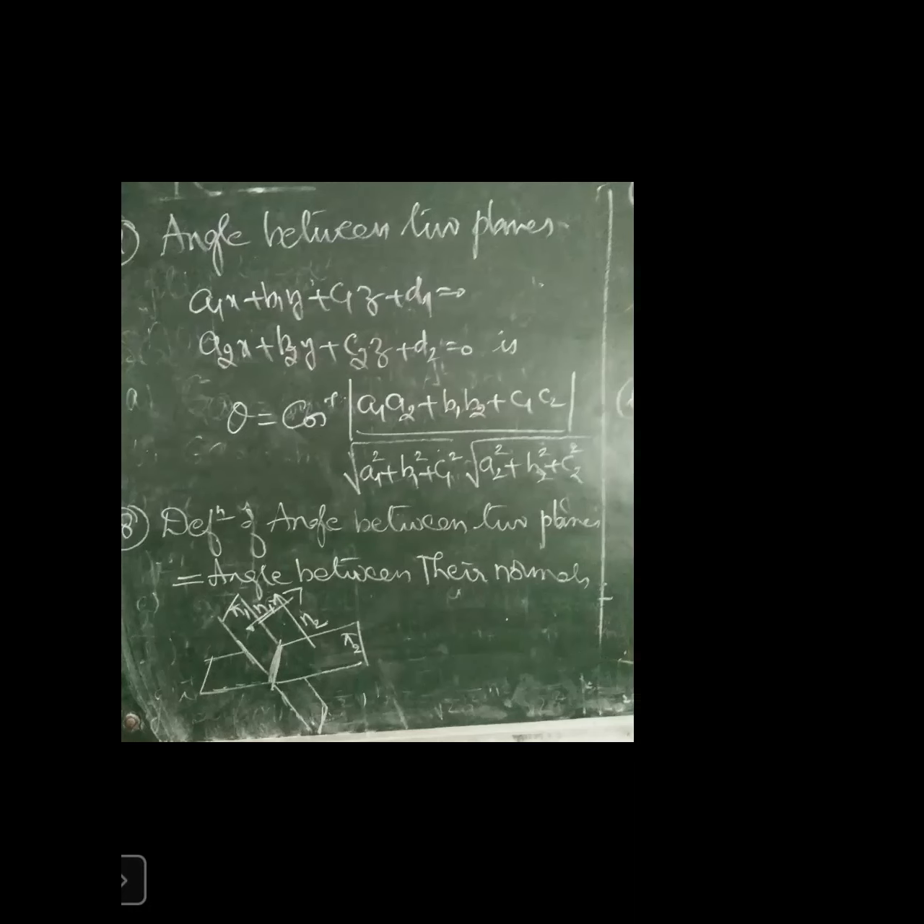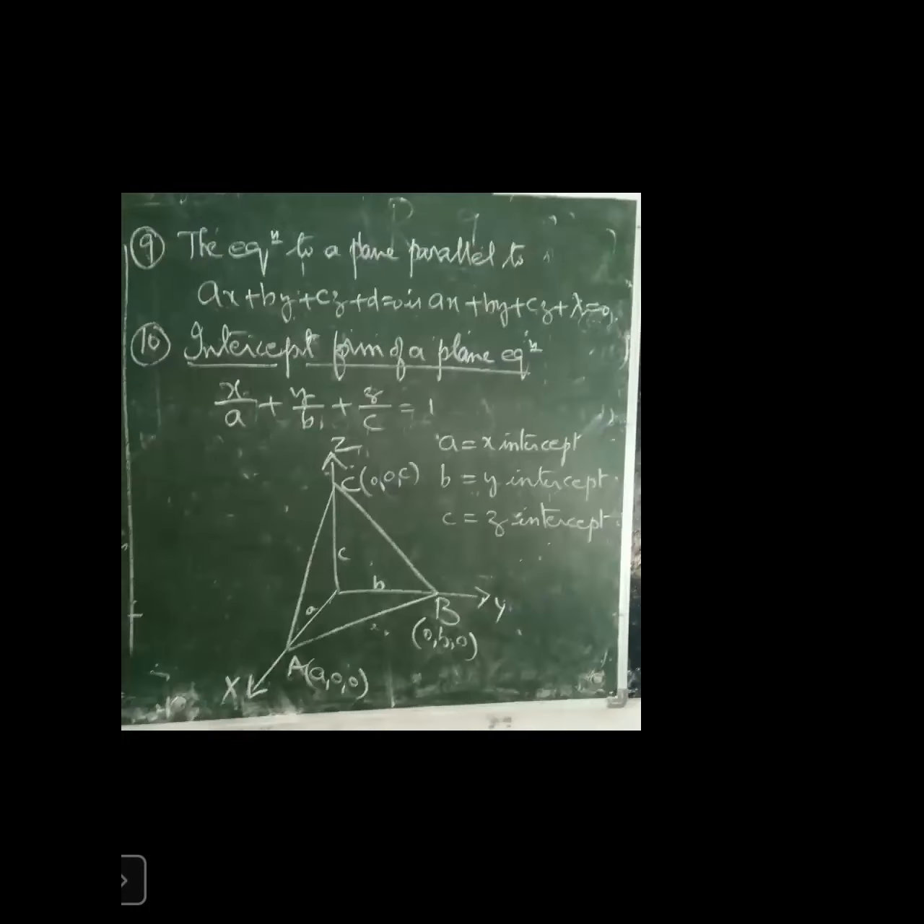Next, number nine. The equation to a plane parallel to AX plus BY plus CZ plus D equal to zero is AX plus BY plus CZ plus lambda equal to zero.